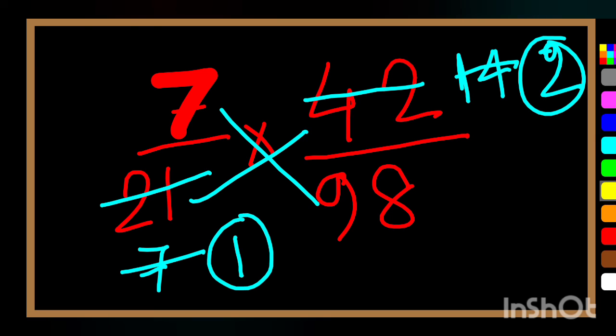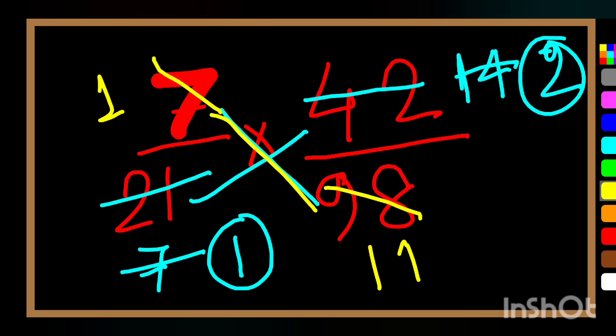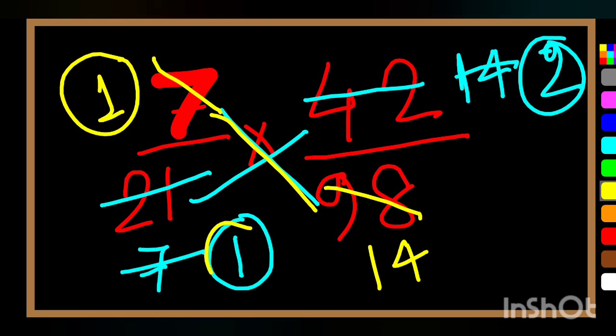Now what will you do? We will check this diagonal, 7 and 98. 7 and 98 can be reduced by 7. Okay, if we reduce 7 by 7, it will be 1. If you reduce 98 by 7, we will get 14. Okay, now see, we will check this numerator and this denominator. Here it is 1, here it is also 1, so they cannot be reduced again.